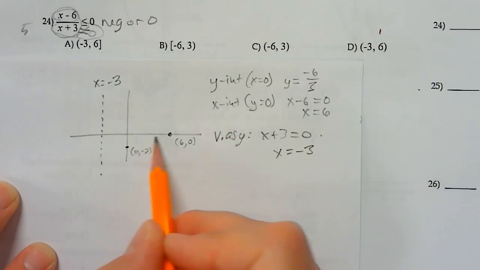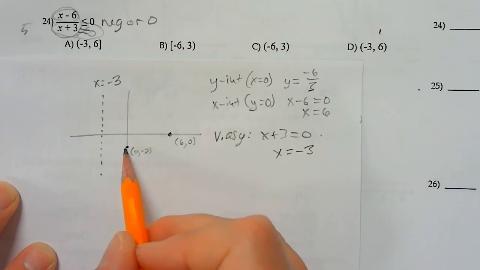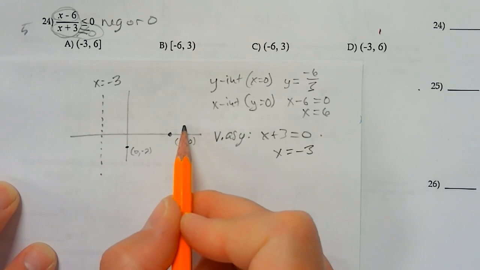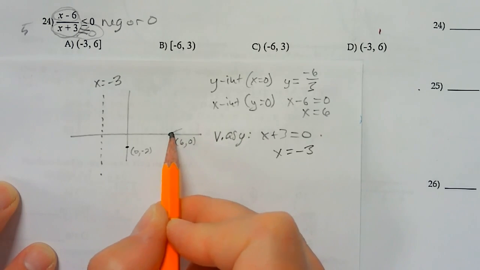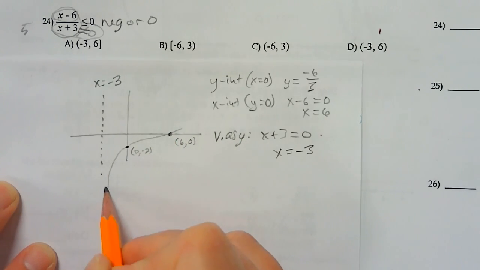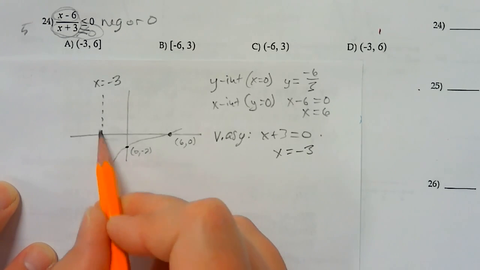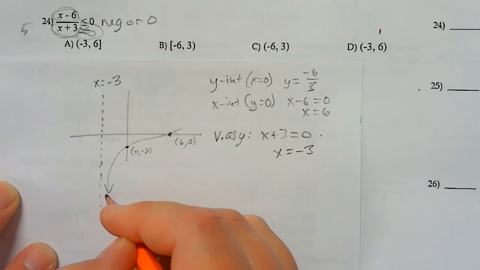So now I have some points here to get a sense of. Now I didn't find any intercepts here, so to connect my dots, I definitely have to go down. I'm not allowed to go up because I didn't find any intercepts here. So to avoid the asymptote, I have to go down.